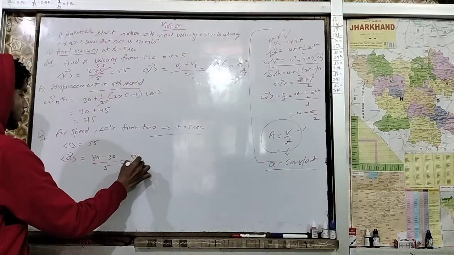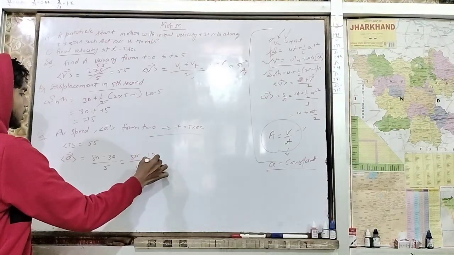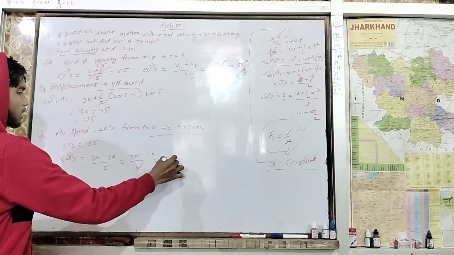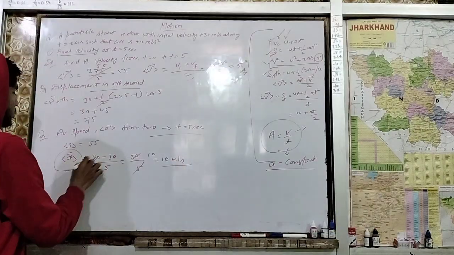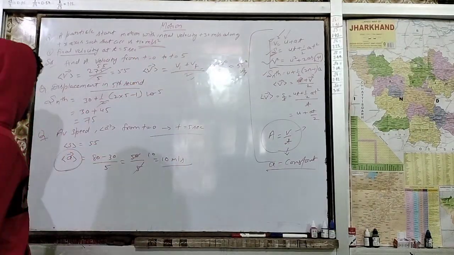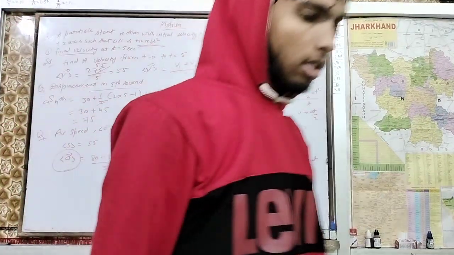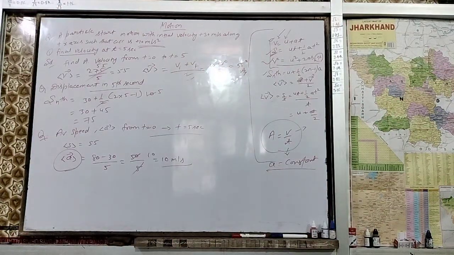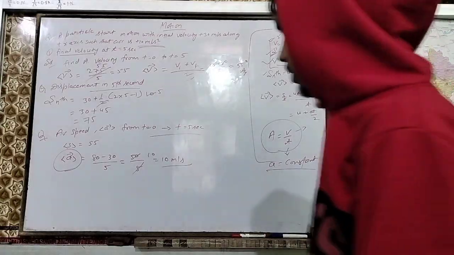So 50 upon 5 is 10. It came as 10 meter per second squared. This is our acceleration, which is over here. Total speed would be 55. This is equal to average velocity, where acceleration is constant. Here acceleration is a constant.